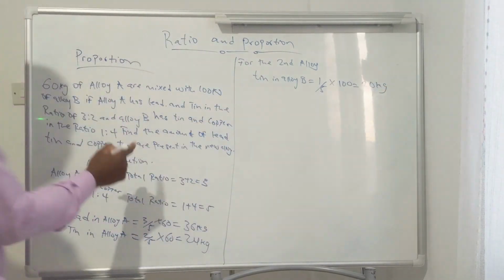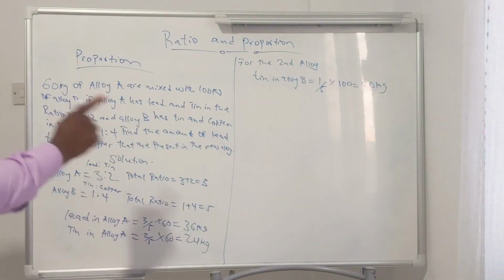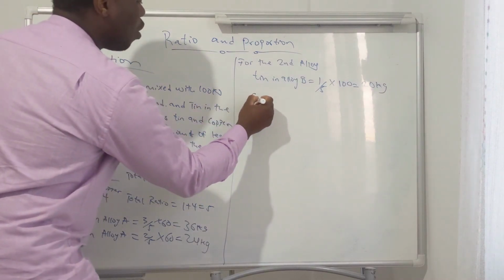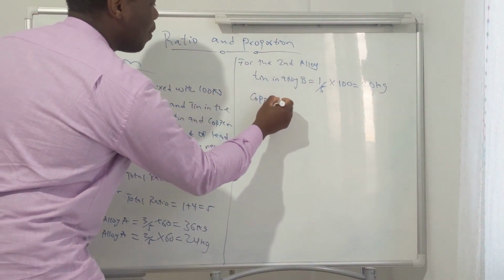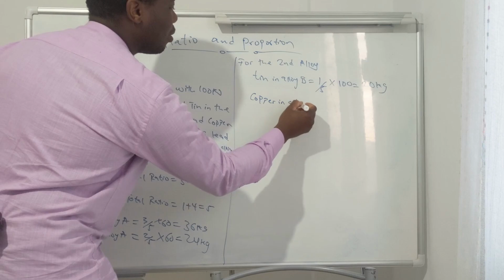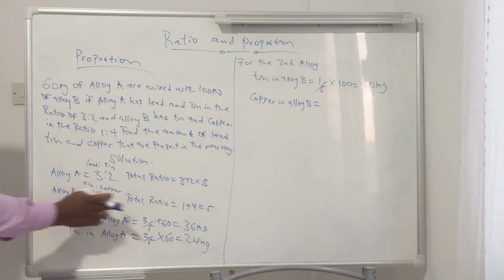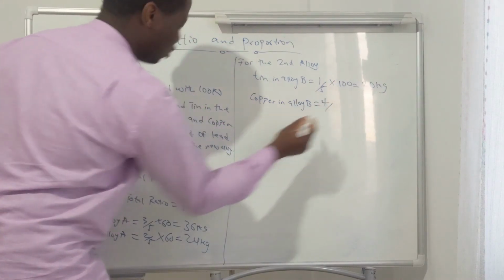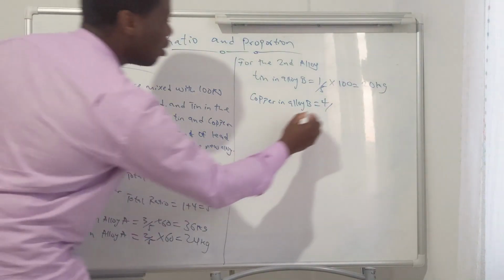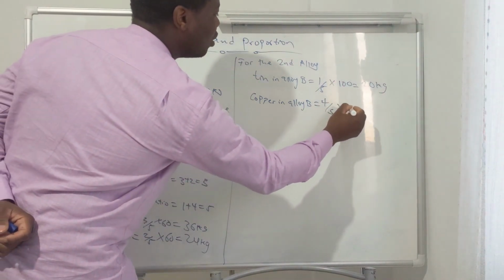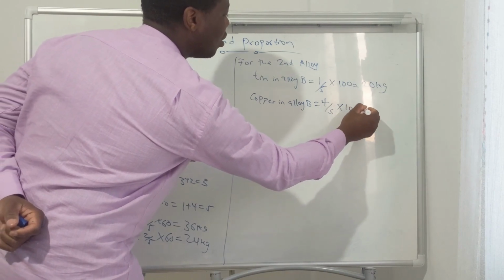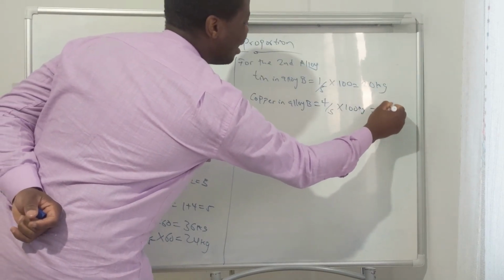Now, what is the percentage of copper in alloy B? Copper in alloy B is equal to 4 over the total, which is 5, multiplied by 100 kg for alloy B, which is equal to 80 kg.